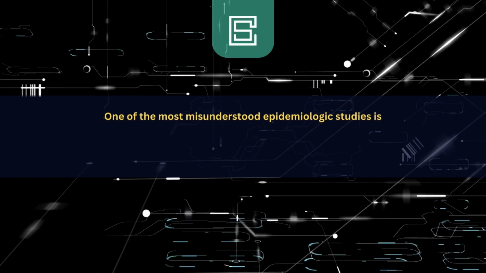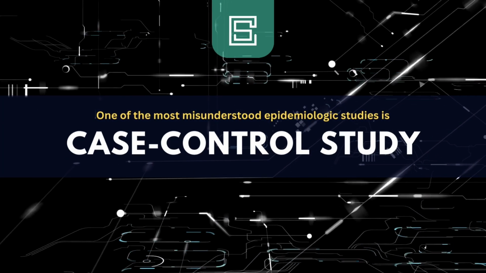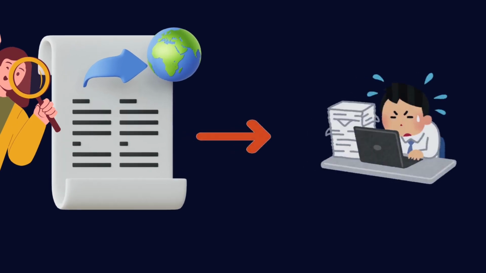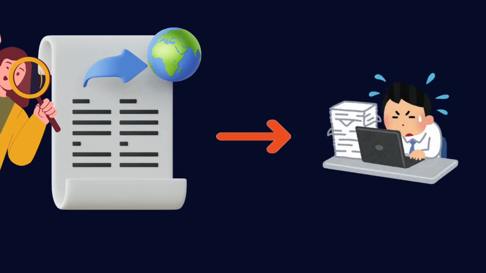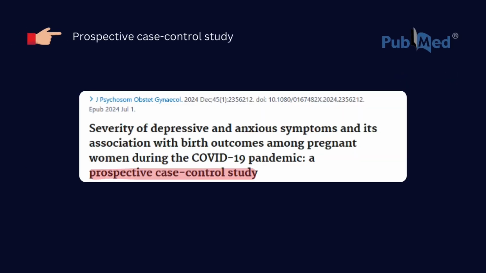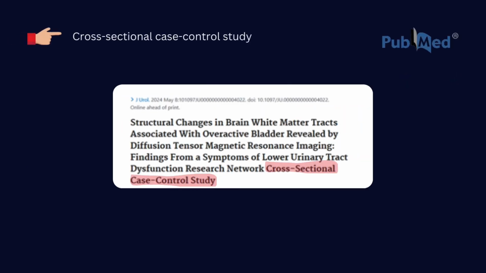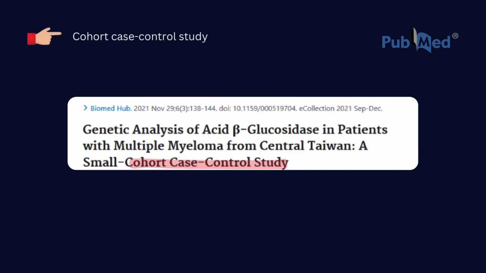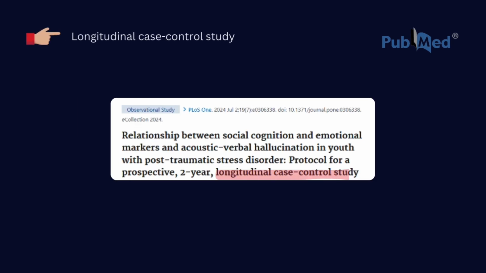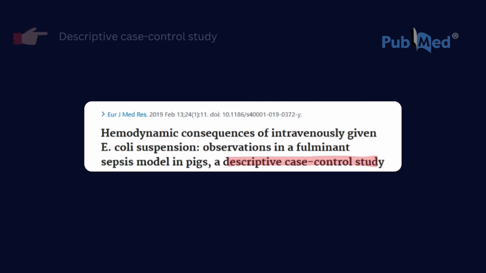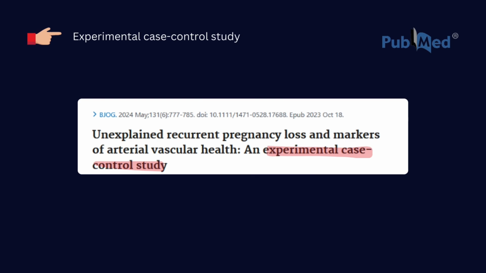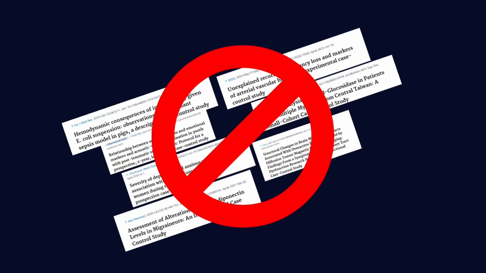One of the most misunderstood epidemiologic studies is the case control study. If you search through published papers, you'll find tens of thousands of misrepresentations of this study design under various names such as prospective case control study, cross-sectional case control study, interventional case control study, cohort case control study, longitudinal case control study, descriptive case control study, and experimental case control study. None of these designs actually exist.